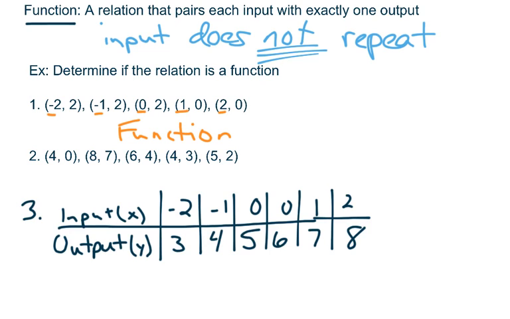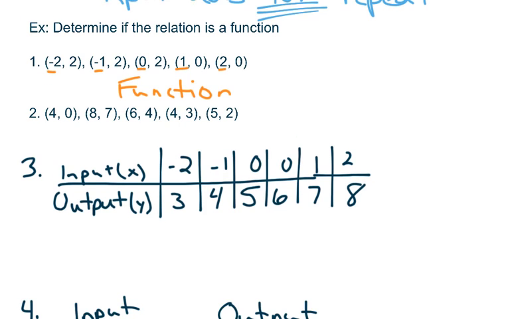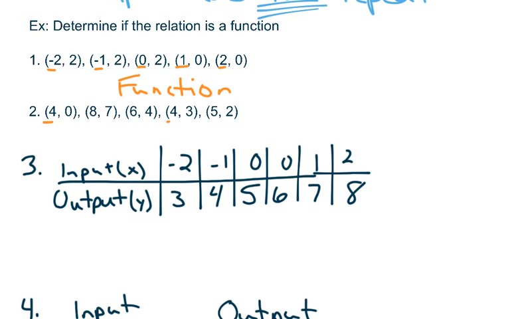Number two, we got 4 0, 8 7, 6 4, 4 3, and 5 2. Well, if you notice, we have the input, or the x value of 4 repeating, and it goes to a different y value. A y value is usually your output. So number 2 is not a function because we have that x value of 4 repeating. If it didn't repeat, then it would be a function. But since we have this x value repeating, it is not a function.